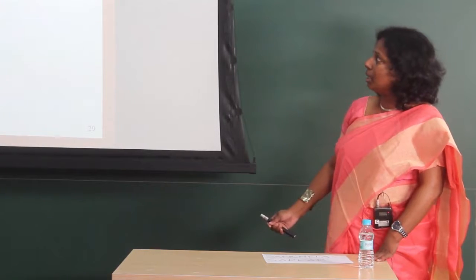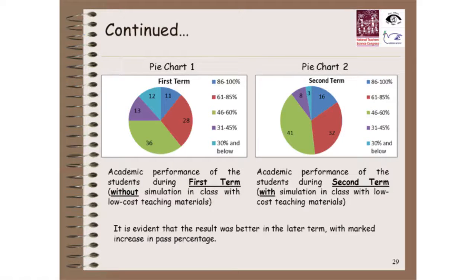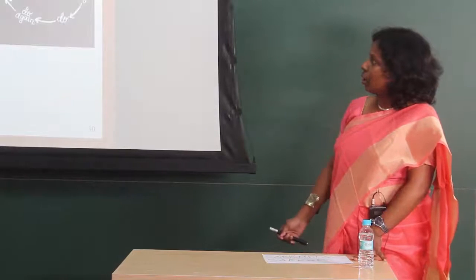Now we are comparing the first term and the second term results. In the first term, we see that the 30% and below and 31 to 45% brackets, the failure and average results, were quite high, 12 and 13, whereas in the second term, when the students wrote the biology exam for the second terminal examination, we see that there was a marked increase in the pass percentage. This is the conclusion.